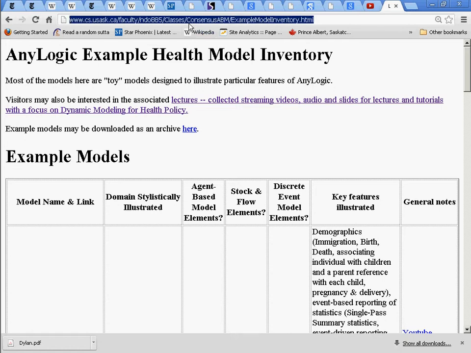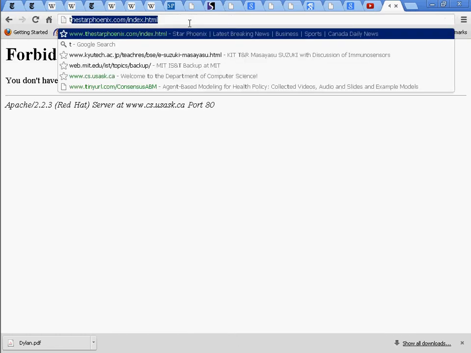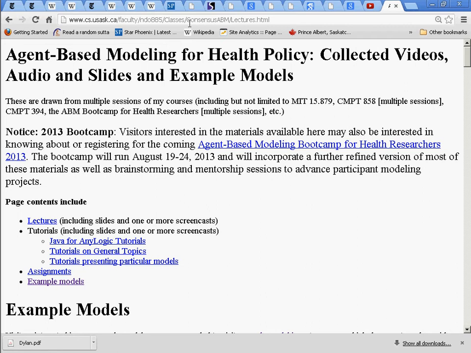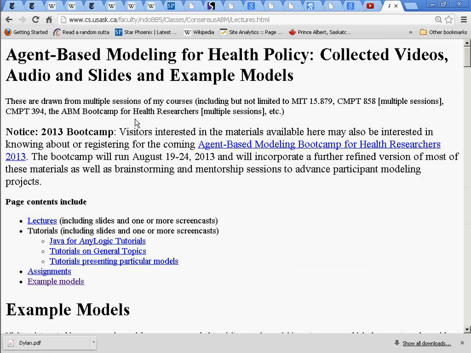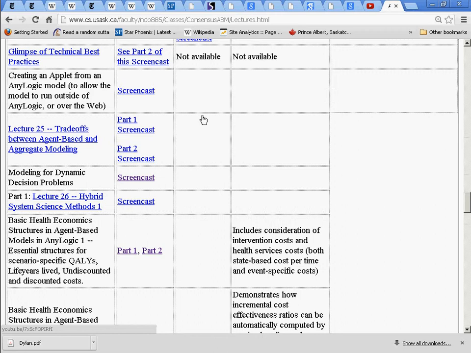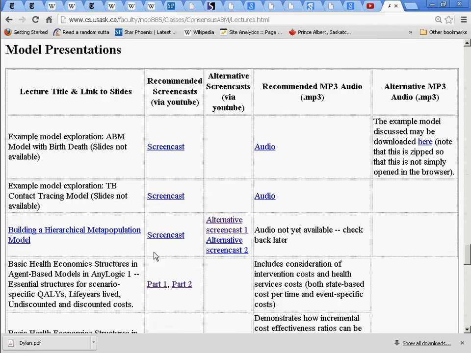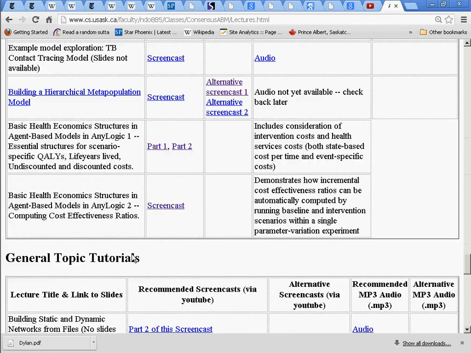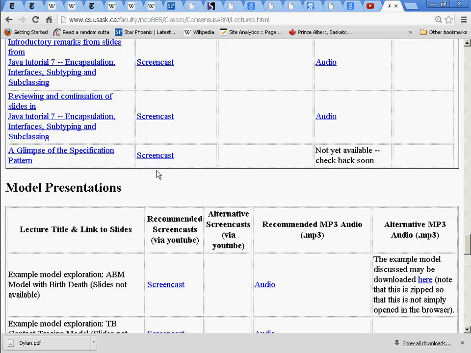This is directly linked off of the main site that I referred you to previously that has all the lectures and tutorials and model presentations, etc. The model presentation areas has some relevant material. So for some of them, for example the basic health economics model that we'll be talking about, I have screencasts associated with that. I have screencasts associated with a hierarchical model. We don't have time to build in this boot camp and others. So you might want to check that out.